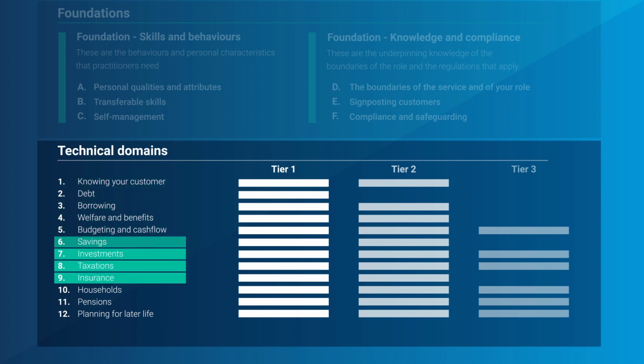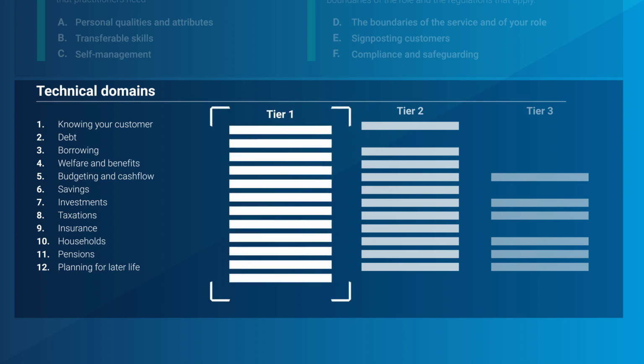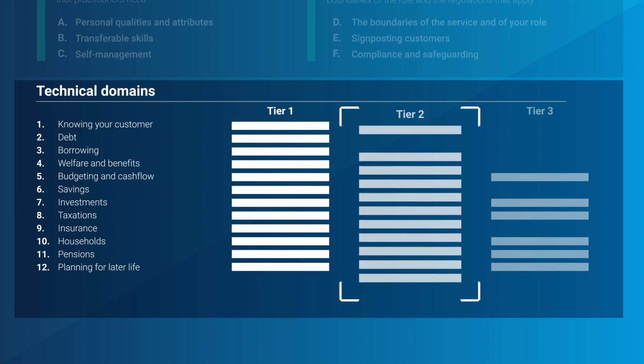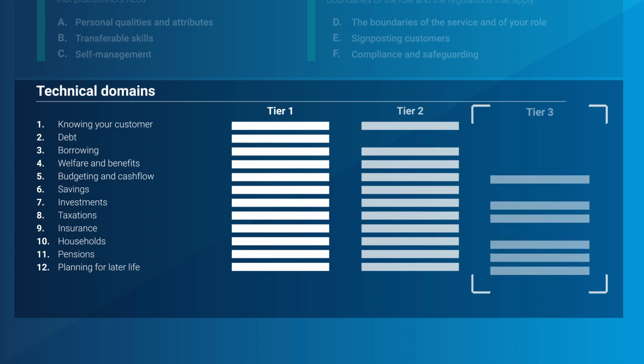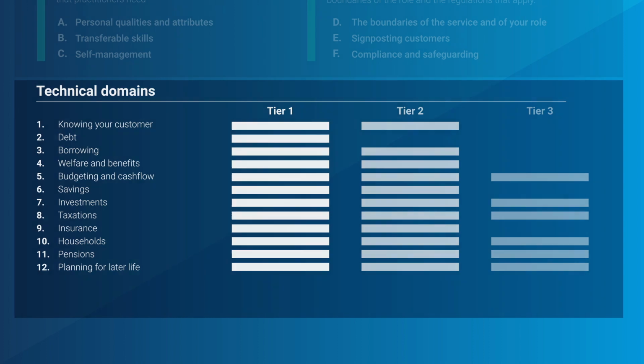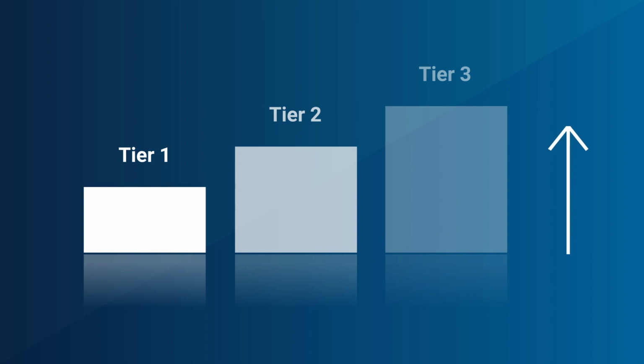These 12 areas are known as the technical domains. The technical domains are tiered according to level of complexity. The tiers provide clear progression. All of the 12 domains have a basic level of knowledge, known as Tier 1. Most of them have a second, more detailed level, Tier 2, and some domains have a Tier 3, which requires the most in-depth knowledge of money guidance. The technical domains and tiers you identify with depend entirely on your role and the service you work within.